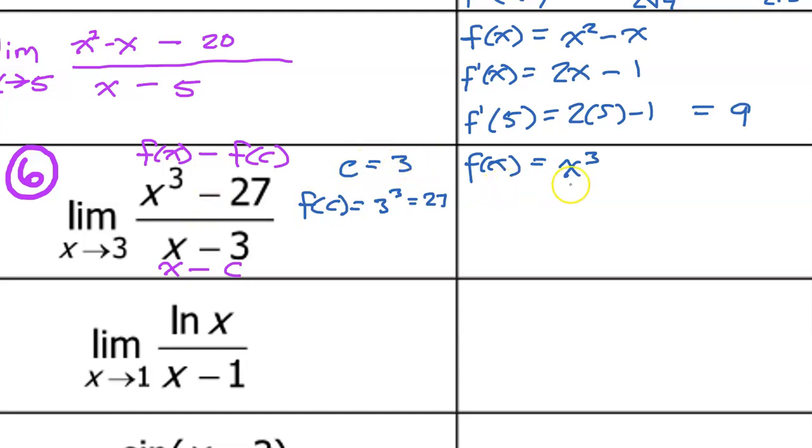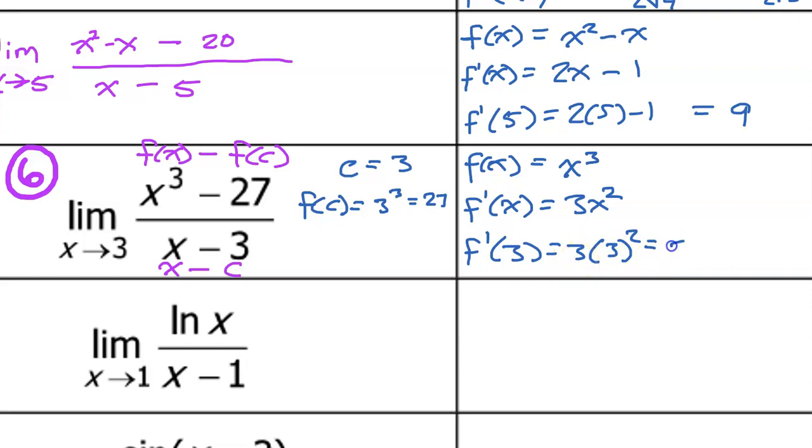So the easiest way to evaluate this would be to use our derivative rules. So f prime will equal 3x squared. And therefore f prime at 3 will be 3 times 3 squared. But that's just 3 times 9, which is 27.